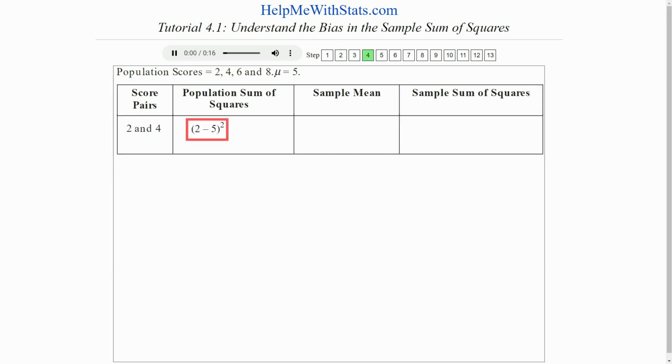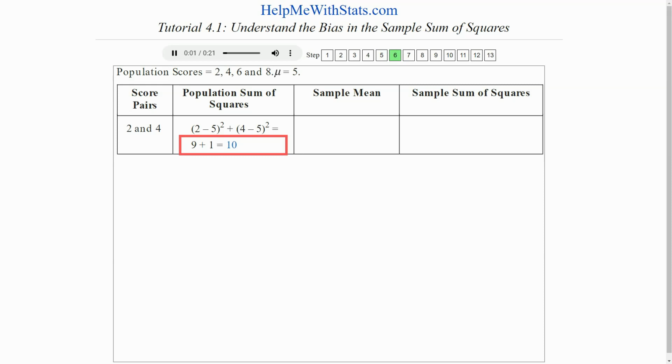Let's calculate the population sum of squares for these two scores. First, let's find the squared deviation of the first score of 2. As we can see, we take the score of 2, subtract the population mean and square the result. Next, we find the squared deviation of the second score of 4. As we can see, we take the score of 4, subtract the population mean and square the result.